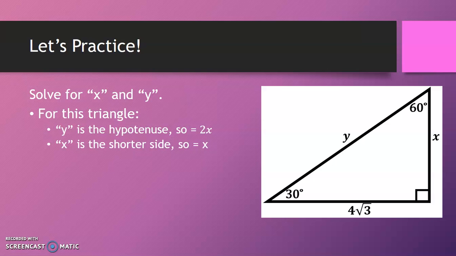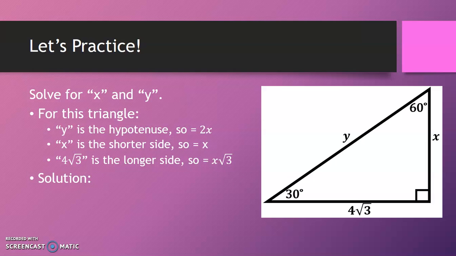This one should be a little less confusing with the variables because the x side is actually equal to x from my special right triangle. The 4 radical 3 is the longer side because it's across from the 60 degrees, and so that's equal to the x radical 3 side.